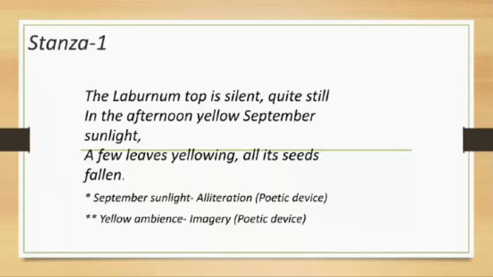Consonant sound at the starting of the word. So September, sunlight, the 's' sound is getting repeated. So this is alliteration. Coming up to the second, that is imagery.